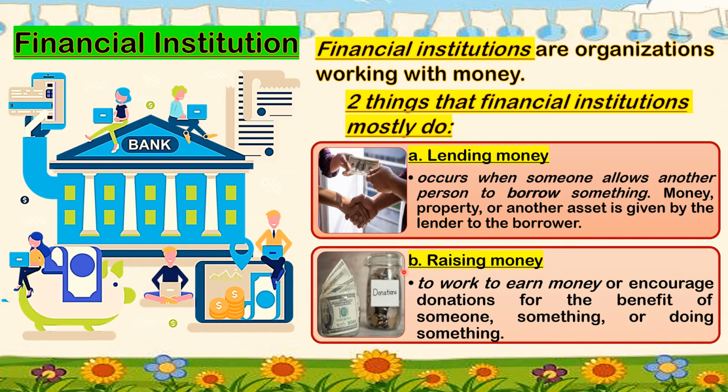Now, the second one is raising money. To work to earn money or encourage donations for the benefit of someone, something, or doing something. Now, class, when you say raising money, it means you are trying to work and encourage people to give you money for a charitable institution or maybe for a cause. Now, class, an example of a financial institution is a bank.